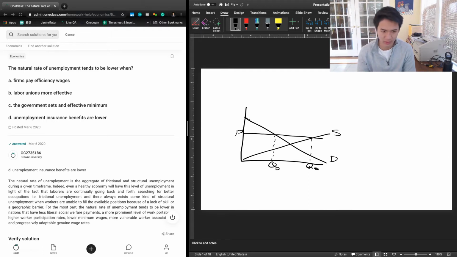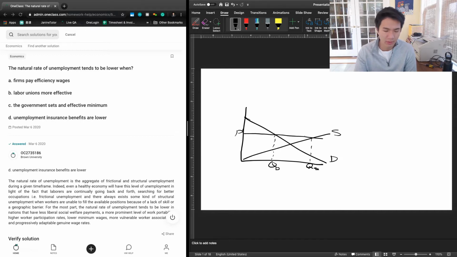And so the first theory that people are going to give us is minimum wage, right? And so if there was a strong minimum wage set above the equilibrium price, what that effectively is a price floor, right? A minimum wage is just a price floor. And so this is a classic example of a situation in which we would see prices being too high compared to equilibrium. And so the stronger minimum wages and the higher minimum wages, the higher our unemployment is going to be. So looking at answer choice C, it says the government sets an effective minimum.